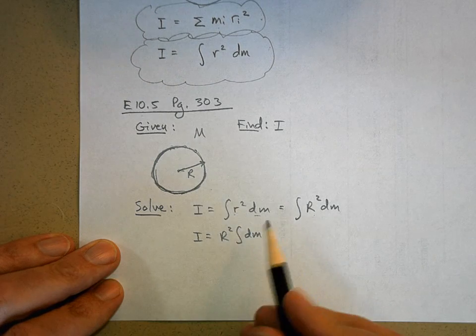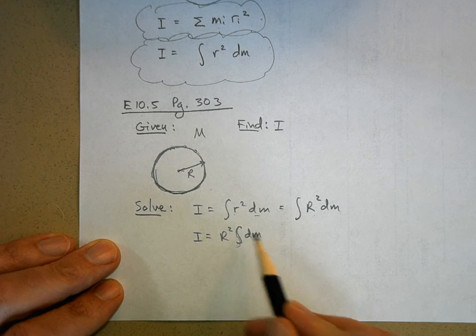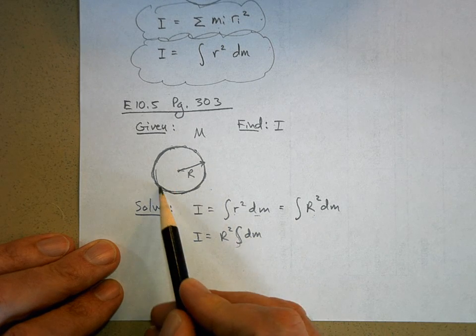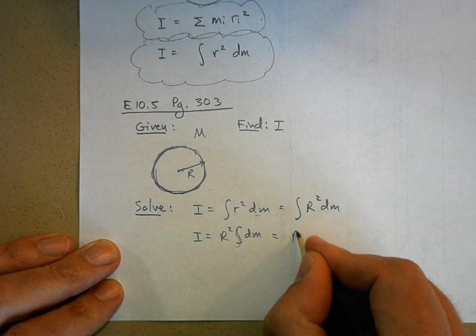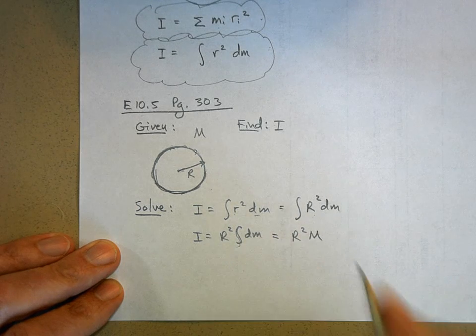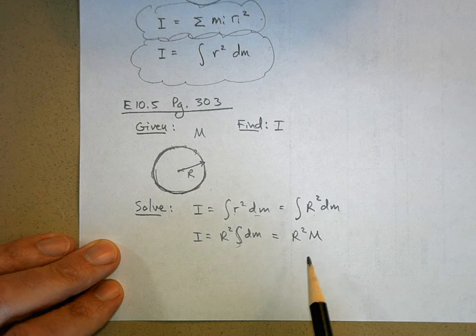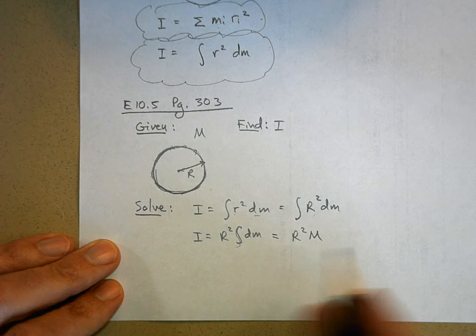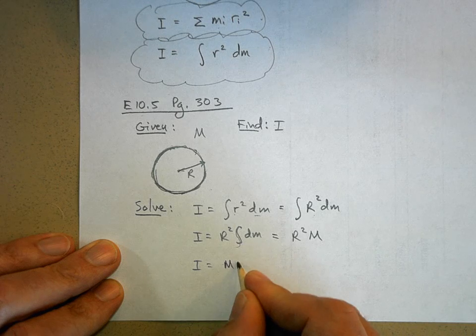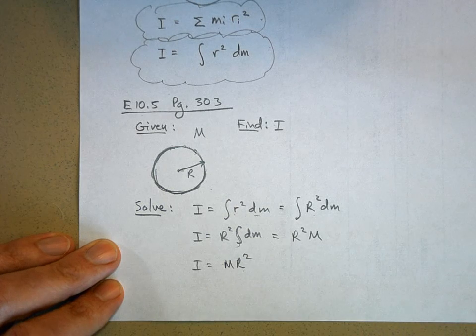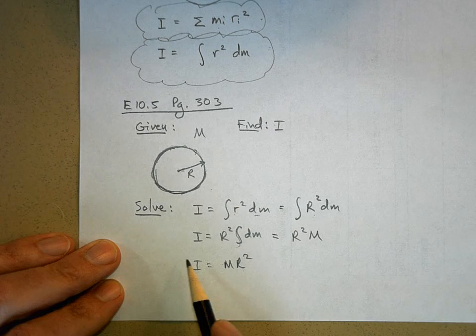Well, what does this mean? Sum all the little dm's. Well, if I sum all the little dm's, what do I get? I get the total mass. So this is the equation for I equals, for some reason we put mr squared instead of r squared m. Doesn't matter though. Now, here's what this means.